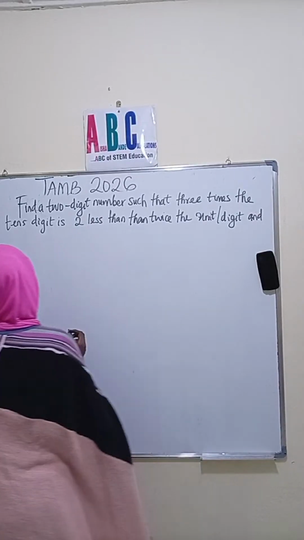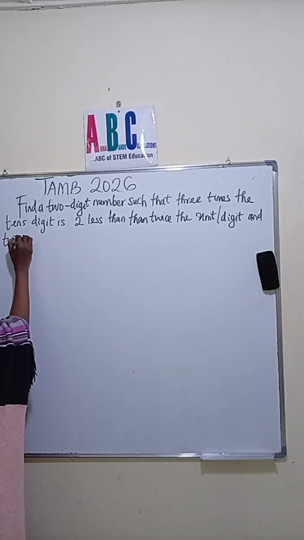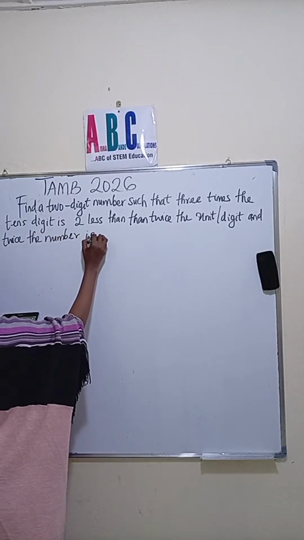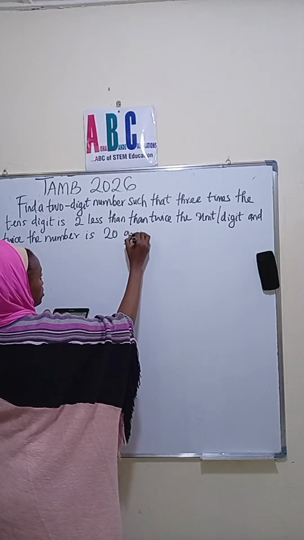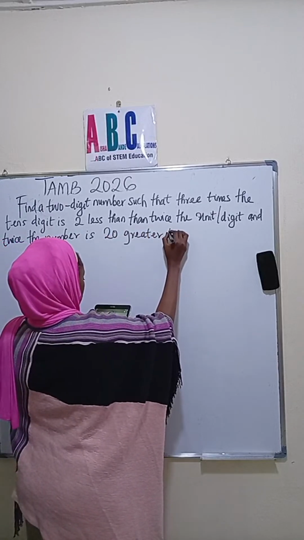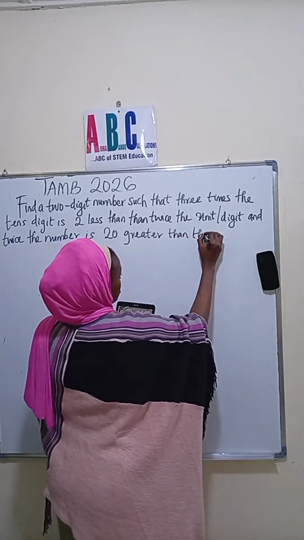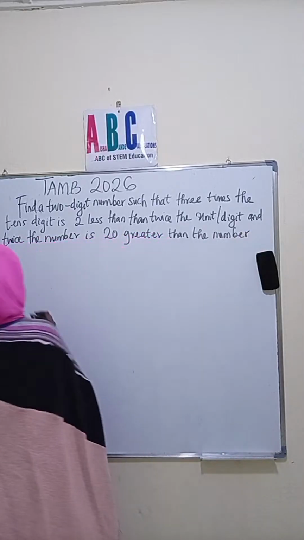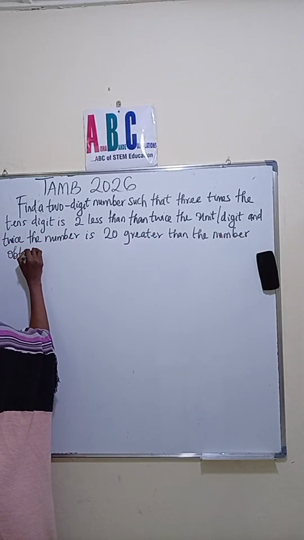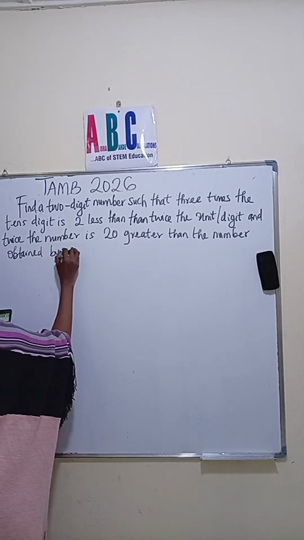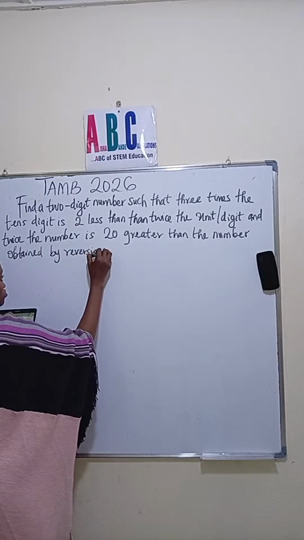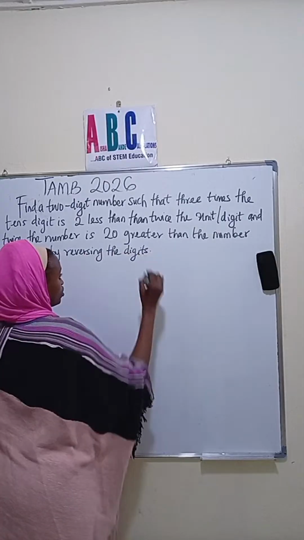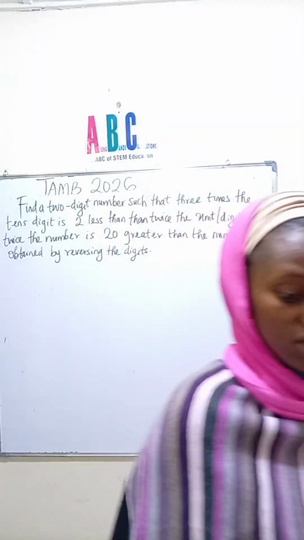Twice the number is 20 greater than the number obtained by reversing the digits. Okay, Mr. Marcos, here's the question.